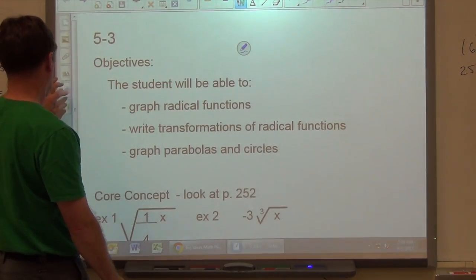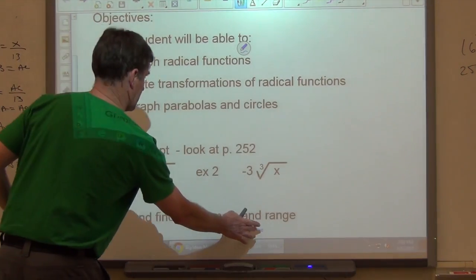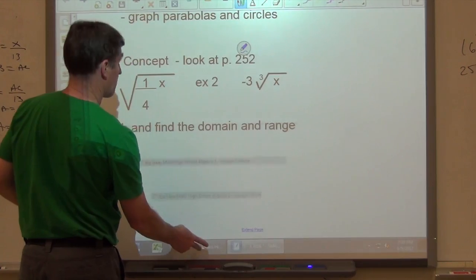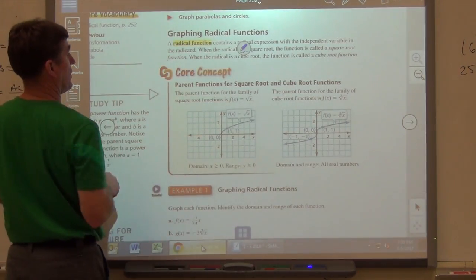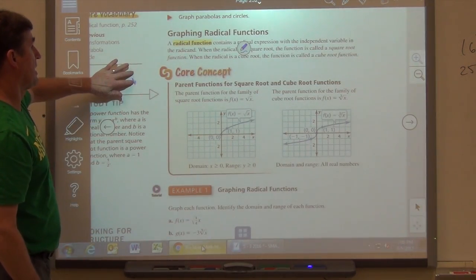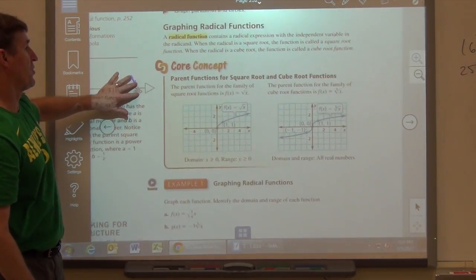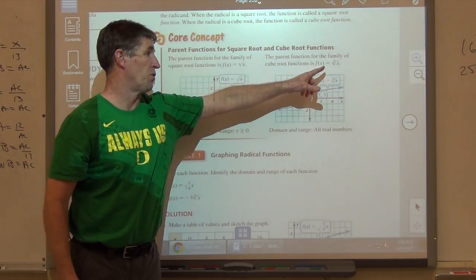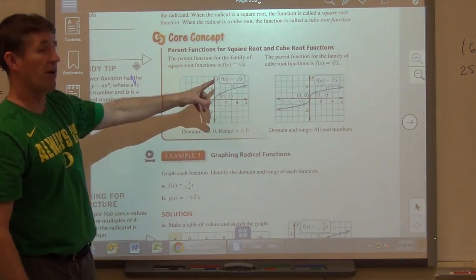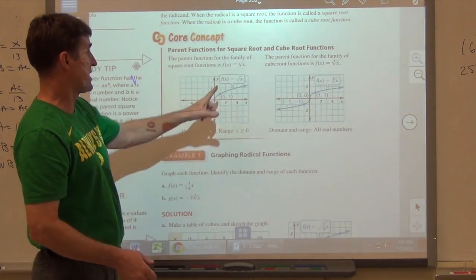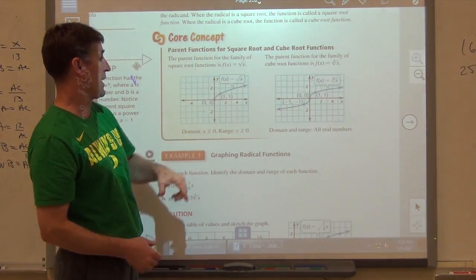The first thing we're going to do is look at the core concept on page 252 in the textbook. If we look at this, we're going to work with two types of functions in this section. We're going to do square roots and cube roots. And so they give the parent function. Now remember, parent functions are the simplest one we can have. So the simplest square root we can have would be the square root of x.